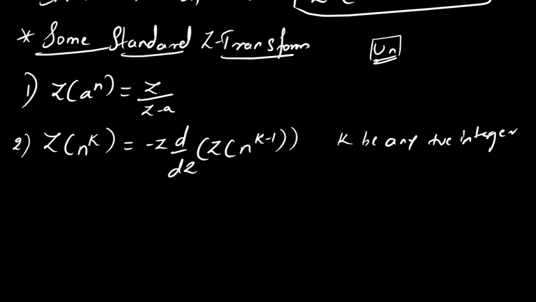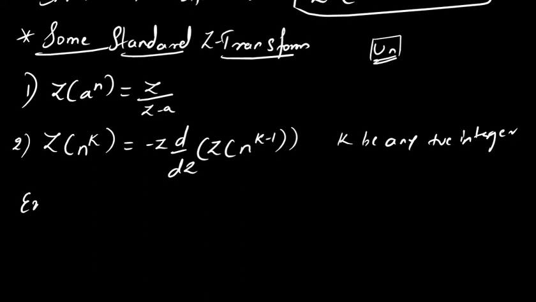As I already told, for the first case, if a is 1, you can just replace it as z by z minus 1, and if a is equal to 2, replace it as z by z minus 2, and so on. So this is the first basic standard formula in Z transform.